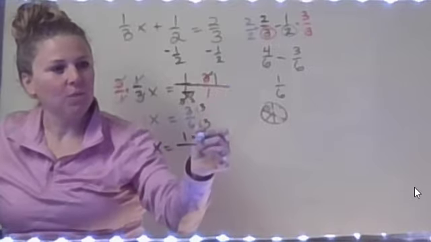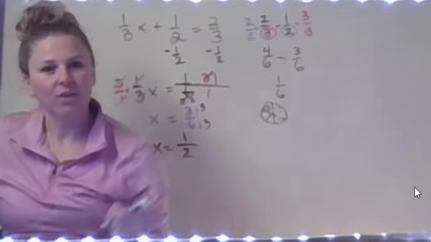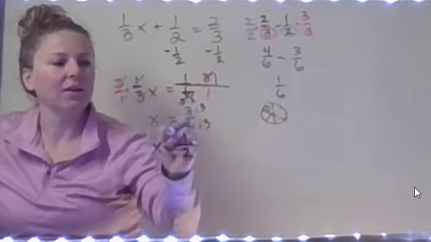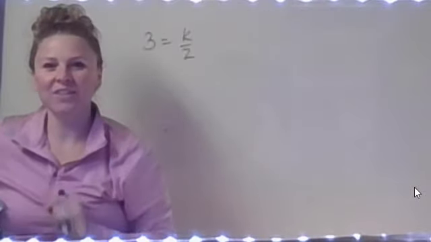3 divided by 3 is 1. And then there's a 2 left on the bottom because 6 divided by 3 is 2. If you tried to do 3 divided by 2, you'd get 1.5, and that would not work. So 1/2 is your answer. Next: 3 equals k over 2. I bet you can do this in less than a minute.